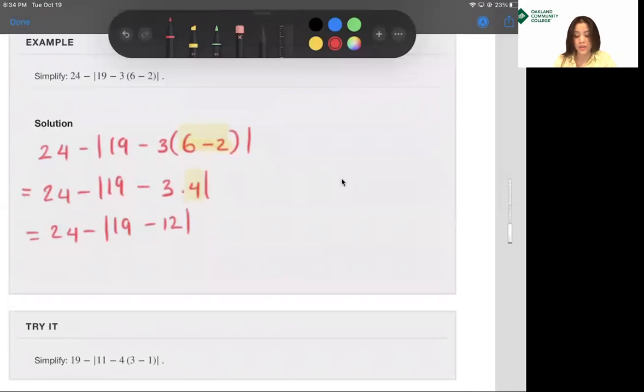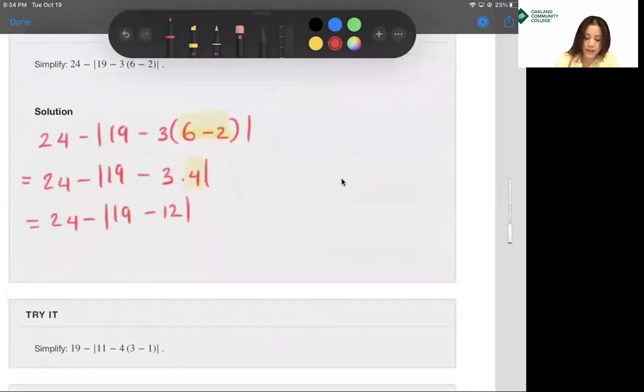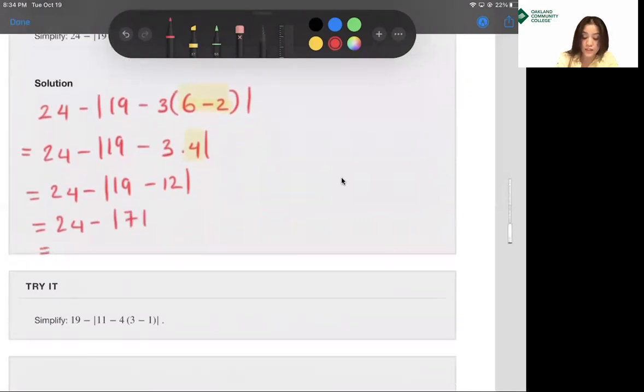We're still inside the absolute value. 19 minus 12 is 7. 24 minus absolute value of 7. Well, what's the absolute value of 7? It's 7. So 24 minus 7 is equal to 17. That will be our last answer.